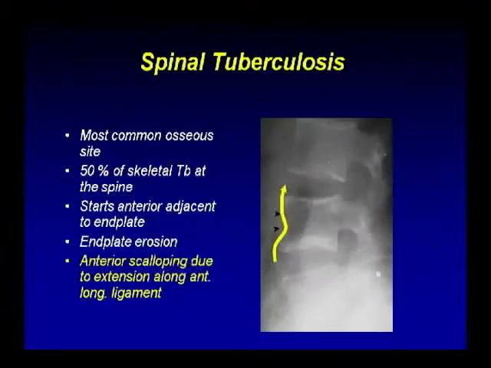Now, spinal tuberculosis is most frequently found, and actually 50% of the skeletal TB cases are found at the spine, and it starts typically anteriorly at the end plate, which you see here, and then it causes end plate erosion, and then finally it moves along the anterior longitudinal ligament, and it can cause scalloping at the anterior part of the vertebral body, which is very typical. So it begins here and then slowly it moves down, and this is also why it affects frequently several levels.